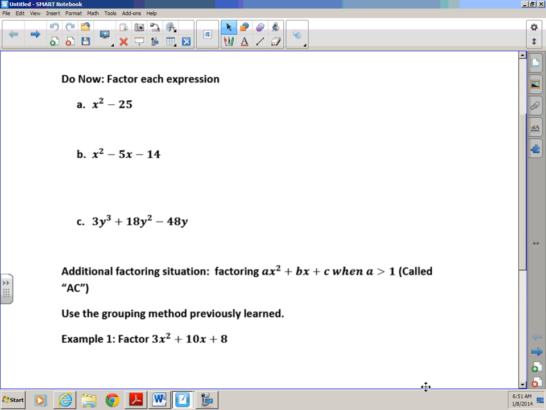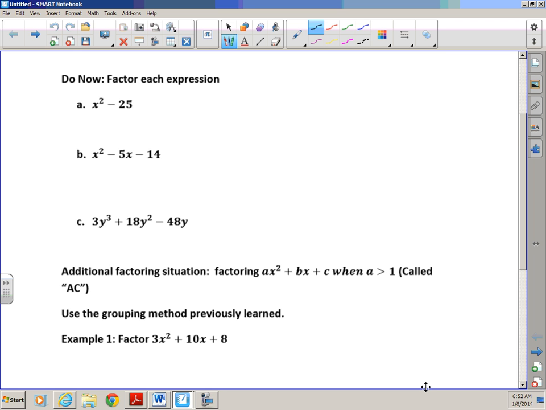Okay, so what we want to do today in our section, our unit on quadratics, is to solve quadratic functions, but we're going to do that by factoring. Okay, so let's take a look at the do now, which should be a review of things we've done before.